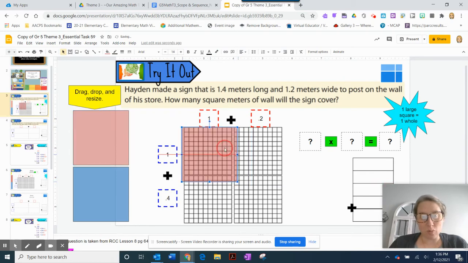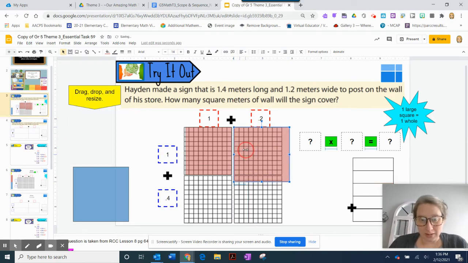I'm then going to be looking at my array model here, looking at where my two factors intersect or overlap. So I have 1 whole times 1 whole, which I know is 1. I'm going to be looking here. I have 1 times 2/10, or 1 whole times 2/10. And I'm going to show my 2/10 here.